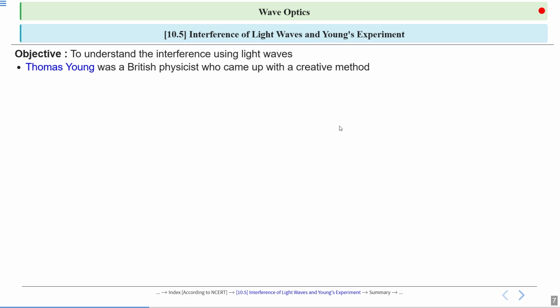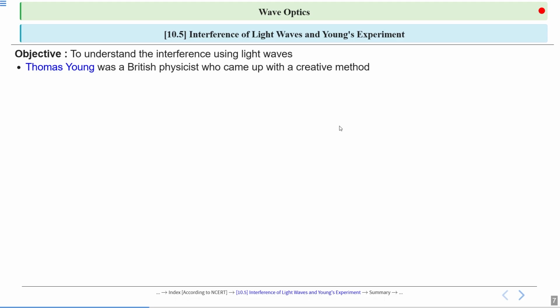So let's start by talking about Thomas Young, a British physicist. Notice how his name is highlighted in blue. Young was instrumental in developing a method to study light waves. He came up with a creative idea. His work laid the foundation for understanding how light waves can interfere with each other.